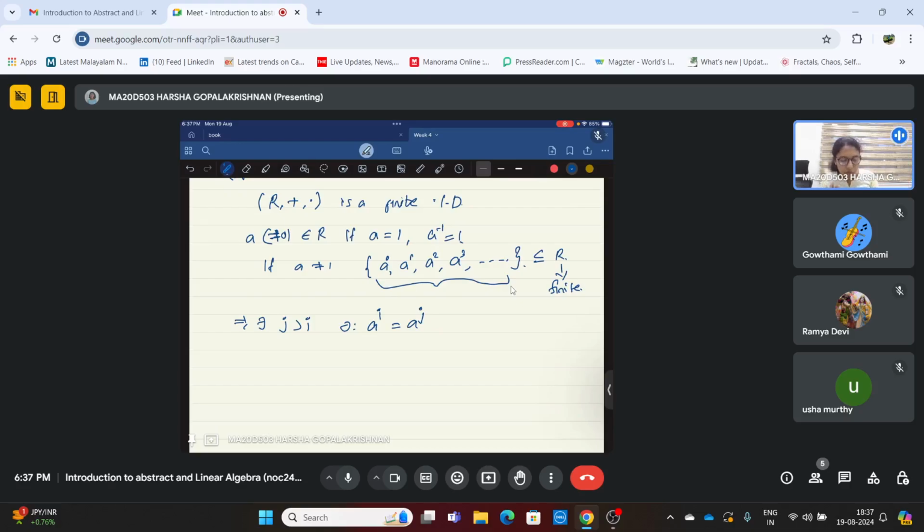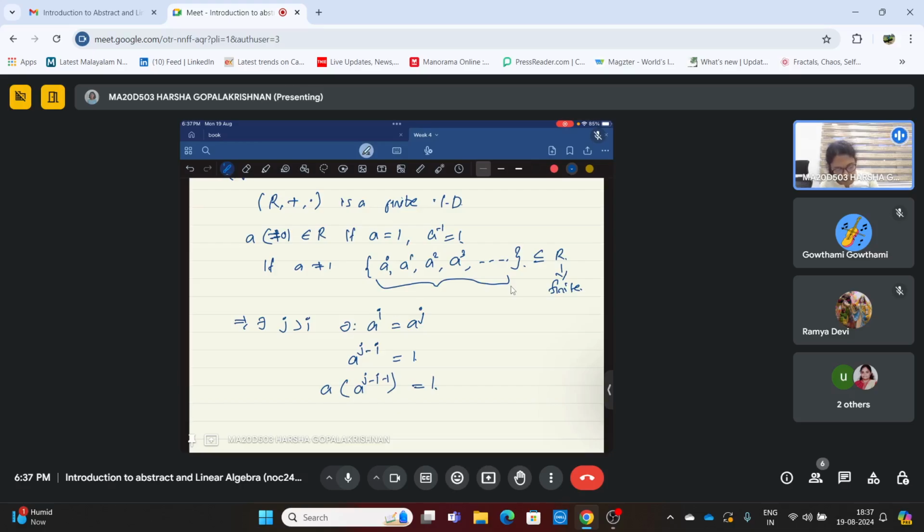So we are taking such elements, a power i and a power j. Without loss of generality we can assume a power j is the greater number, j greater than i, such that a power i equals a power j. Now in that case, a power j minus i equals 1, multiplying with a power minus i on both sides. So what is this actually? a into a power j minus i minus 1 equals 1.